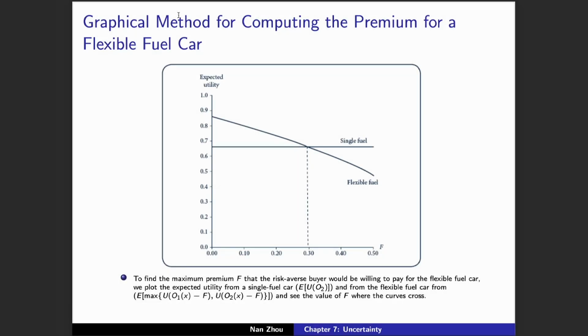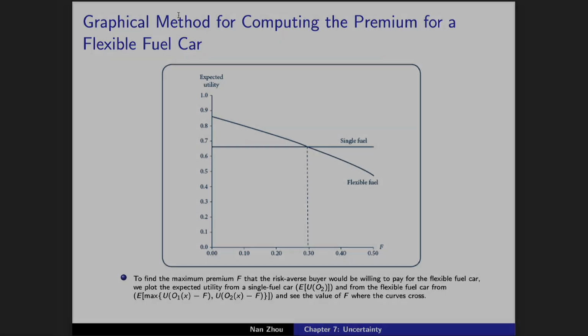We can see on this graph that while the expected utility of a single fuel car is fixed at 2/3, the expected utility to a flexible fuel car is a decreasing function of the premium f that we have to pay for the flexibility, which crosses at a price of about 0.3. So that's going to define the maximum price that a consumer is willing to pay for flexibility.